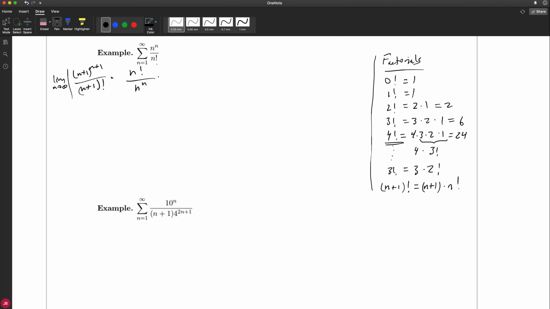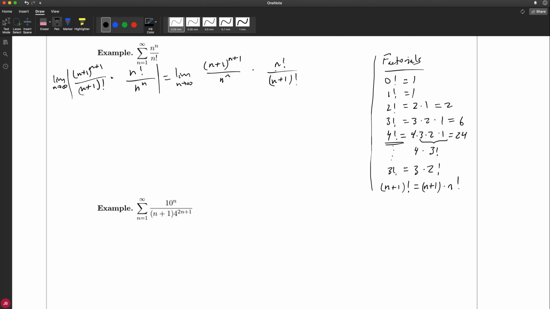Everything is already positive, so I don't need the absolute value bars. I get the limit as n goes to infinity. And now let's rearrange here. This (n plus 1) to the n plus 1 kind of looks like this n to the n. And this n factorial and the (n plus 1) factorial are kind of related, right?